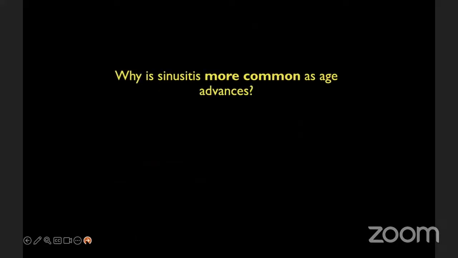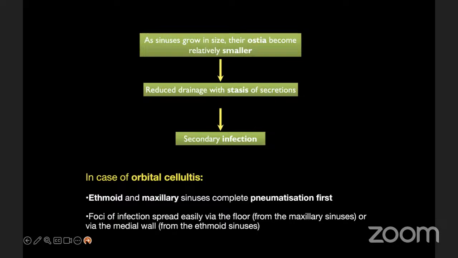Now, why is sinusitis more common as age advances? It would be interesting to know that as one ages, the sinuses grow in size, so their ostia become relatively smaller. And that causes reduced drainage. Because of that reduced drainage, there is stasis of all the secretions within that space. And that is how secondary infection can happen, and that is how sinusitis is very, very common.